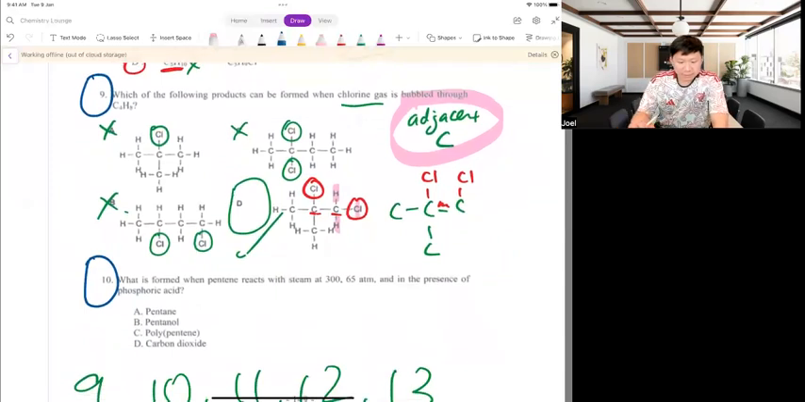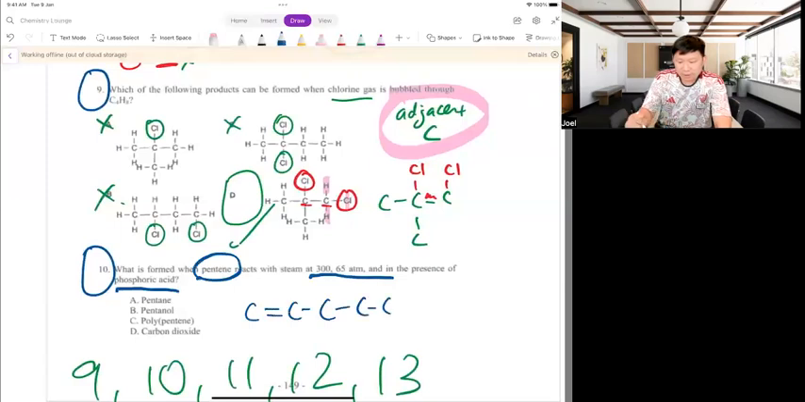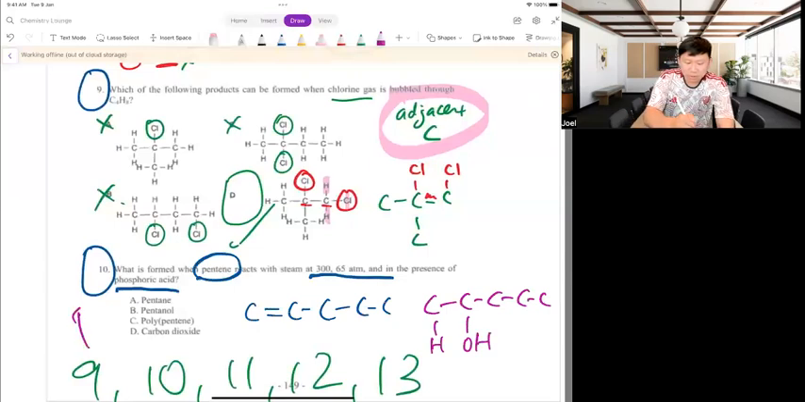Number 10. Wow, this one you need to memorize. So pentene is a double bond, 5, right? Later on, we form H and OH, right? So it is pentanol. It becomes an alcohol. You understand, like just now?